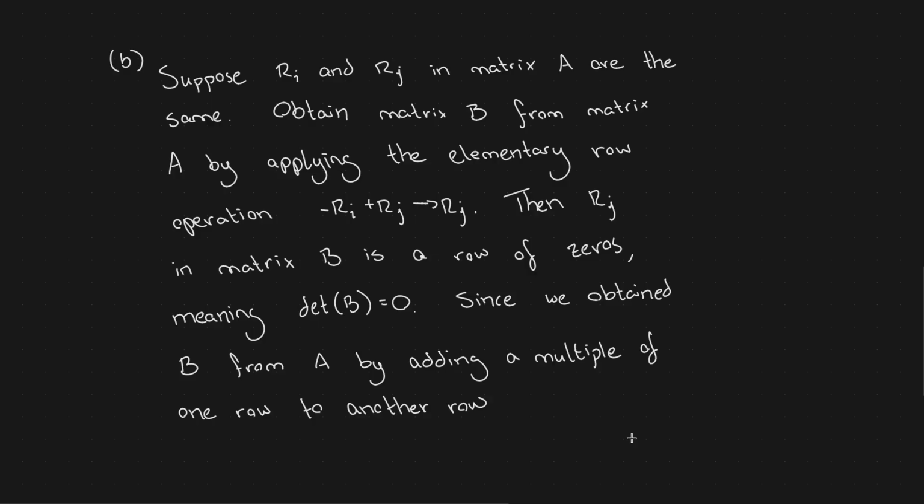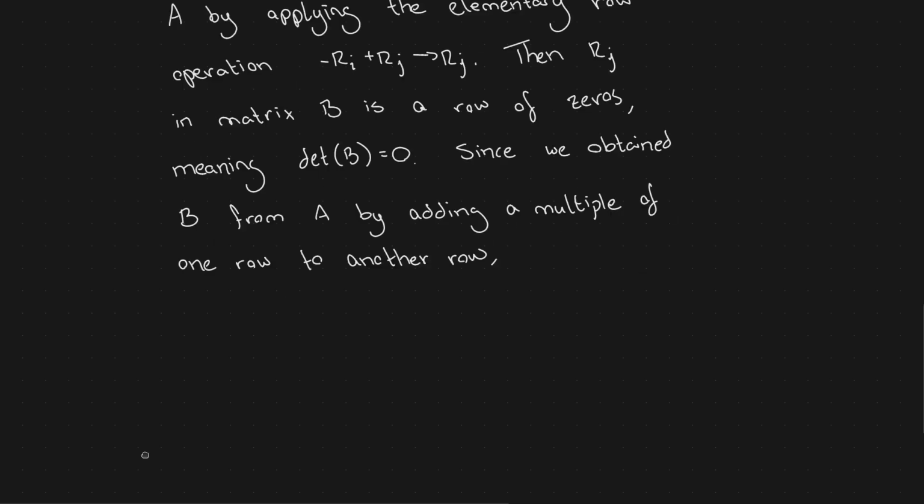okay, how does that affect the determinant again? If we add a multiple of one row to another row, how does the determinant change? Well, actually, it doesn't, right? Remember, for this particular elementary row operation, the determinants are equal. So since we obtained B from A by applying this elementary row operation, the determinant of A must be equal to the determinant of B. And we already saw that since B has a row of zeros, the determinant of B must be 0.